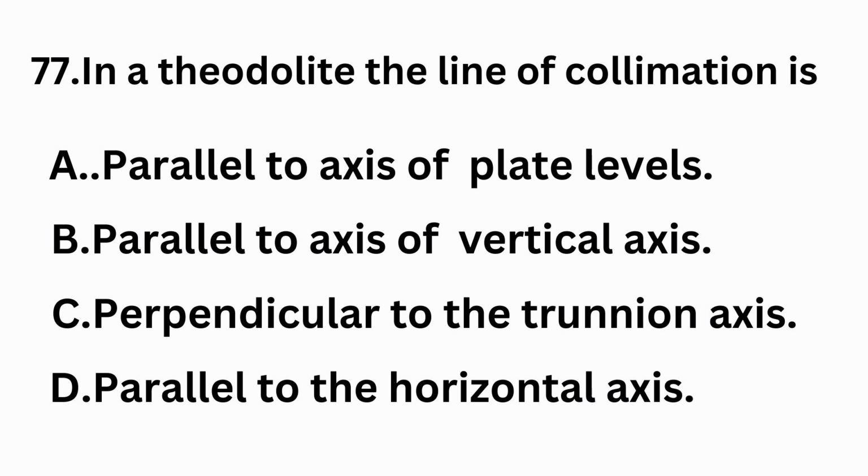77. In a theodolite, the line of collimation is: A. Parallel to axis of plate levels, B. Parallel to vertical axis, C. Perpendicular to the trunnion axis, and D. Parallel to the horizontal axis. Line of collimation is the line that passes through the intersection of horizontal and vertical crosshairs and the optical center of the object glass. Here, option C is correct, perpendicular to the trunnion axis, and the horizontal axis is also known as the trunnion axis.